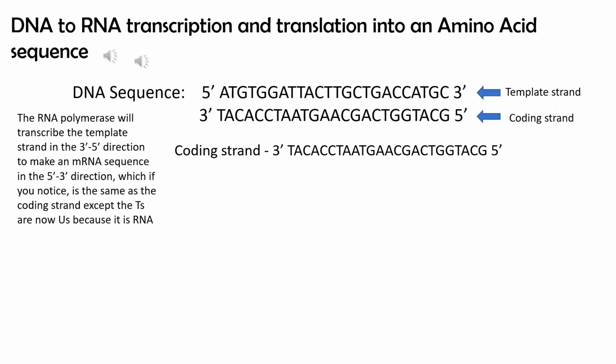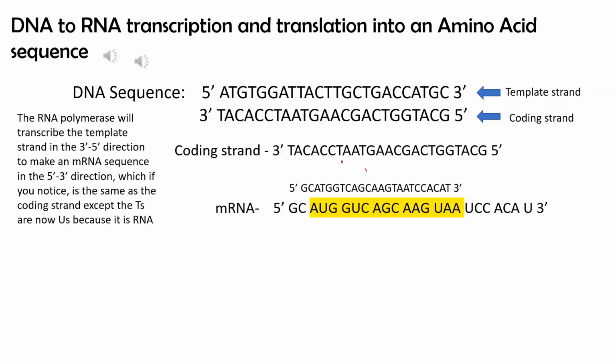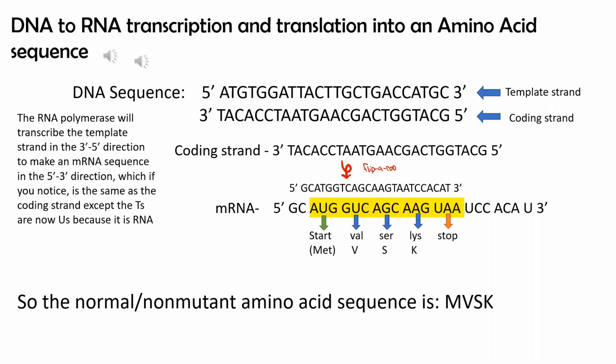In this situation, we are looking for a DNA sequence that will lead to 4 amino acids being coded for. So the coding strand is actually the bottom strand that is originally going in the 3 to 5 direction. So I will do a flip on that, and now it will be going the 5 to 3 direction. You replace all the T's with U's, and then you get the mRNA sequence. So our normal amino acid sequence without mutations is MVSK.